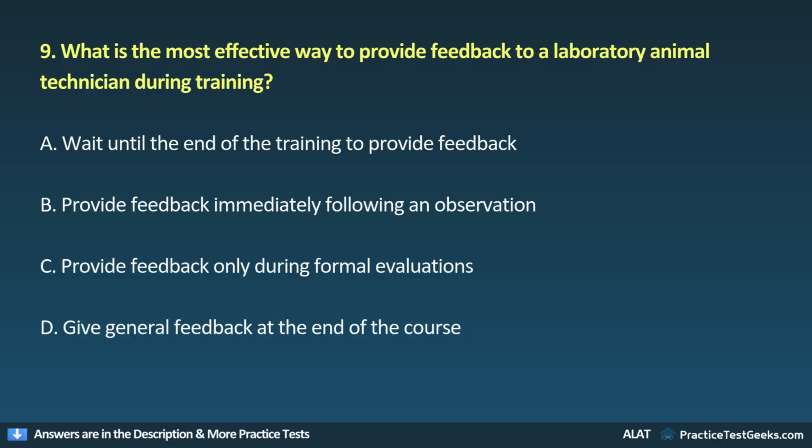9. What is the most effective way to provide feedback to a laboratory animal technician during training? A. Wait until the end of the training to provide feedback. B. Provide feedback immediately following an observation. C. Provide feedback only during formal evaluations. D. Give general feedback at the end of the course.